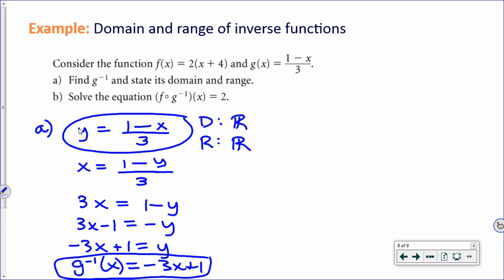And that means that my domain and range here, even when I switch places, domain becomes range and vice versa, are still both going to be all real numbers. It makes our lives a little easier. And then part B asks us to do something sort of surprising, just to mix knowledge together.